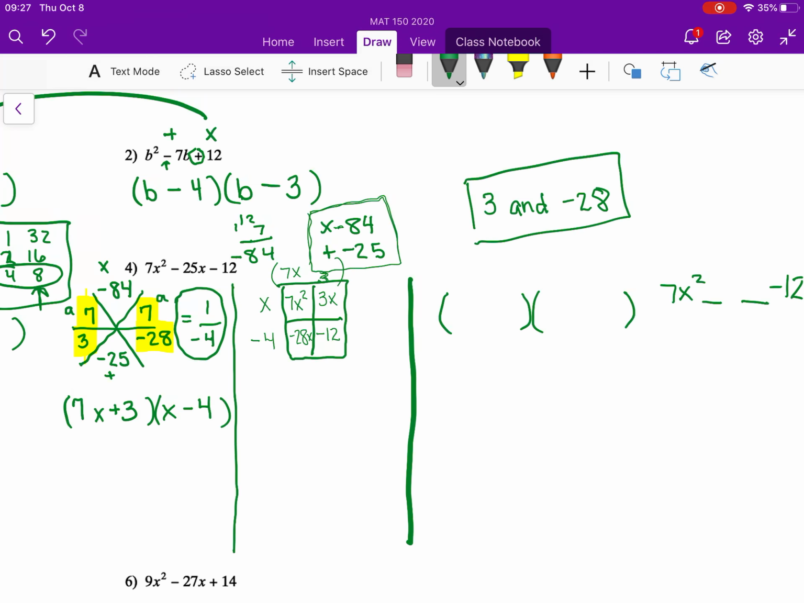So then I have my factors written across the top and down the side. So 7x plus 3 and x minus 4. Either way works. Okay.